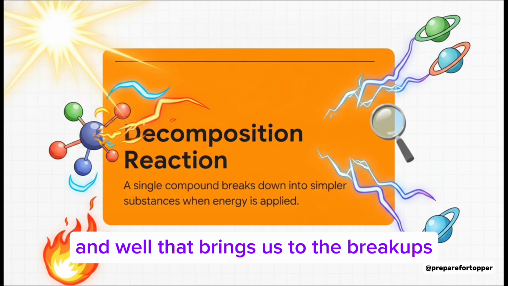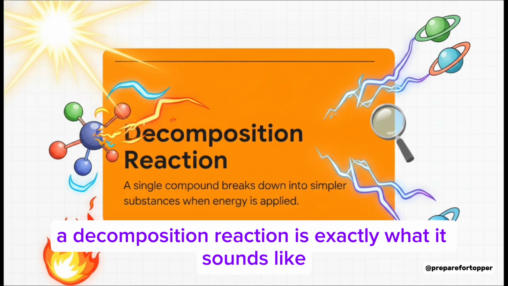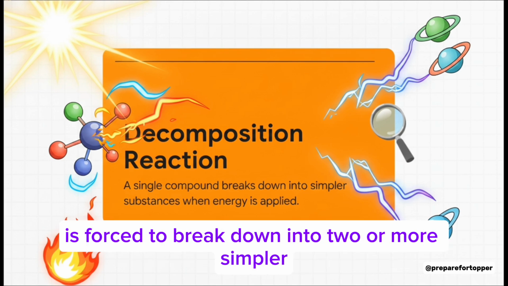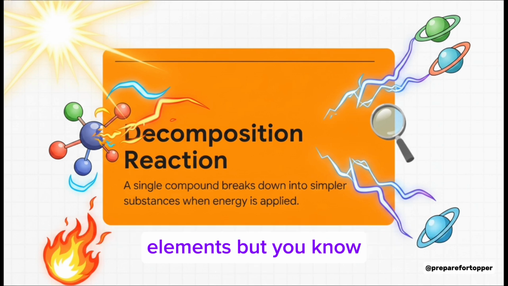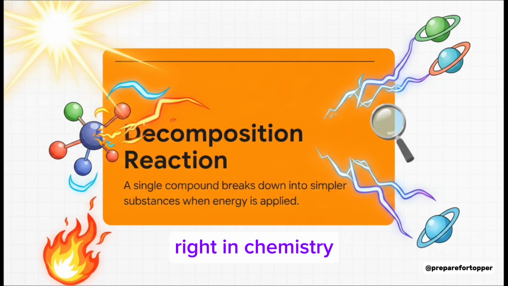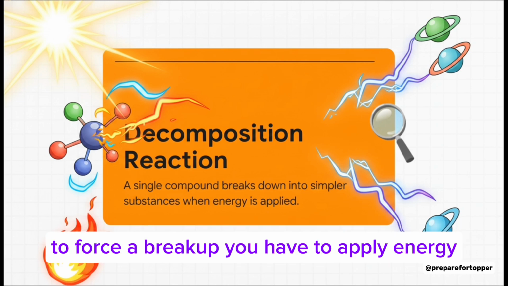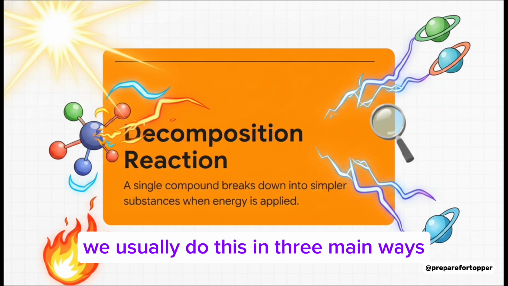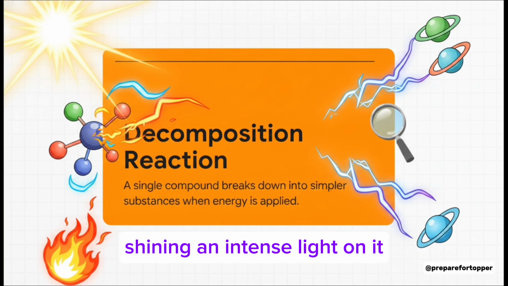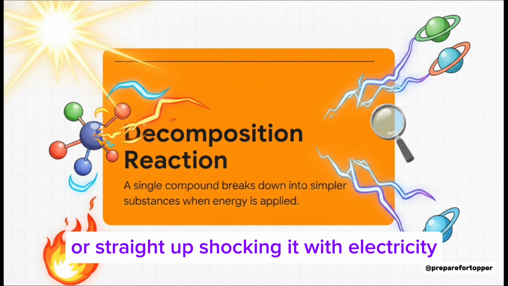And well, that brings us to the breakups. A decomposition reaction is exactly what it sounds like. A single combined compound is forced to break down into 2 or more simpler elements. But, relationships usually don't just end without a catalyst, right? In chemistry, to force a breakup, you have to apply energy. We usually do this in 3 main ways: by blasting the compound with heat, shining an intense light on it, or straight up shocking it with electricity.